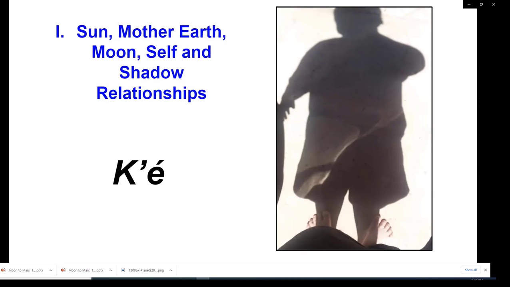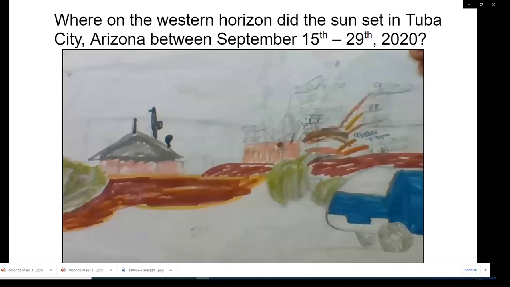I will be showing you Sun, Mother Earth, Moon, Self, and Shadow relationships. Okay. Where on the western horizon did the sun set in Tuba City, Arizona between September 15th and 29th, 2020? Well, those are my sunsets that I drew there, and if you look closely, you can see the dates.